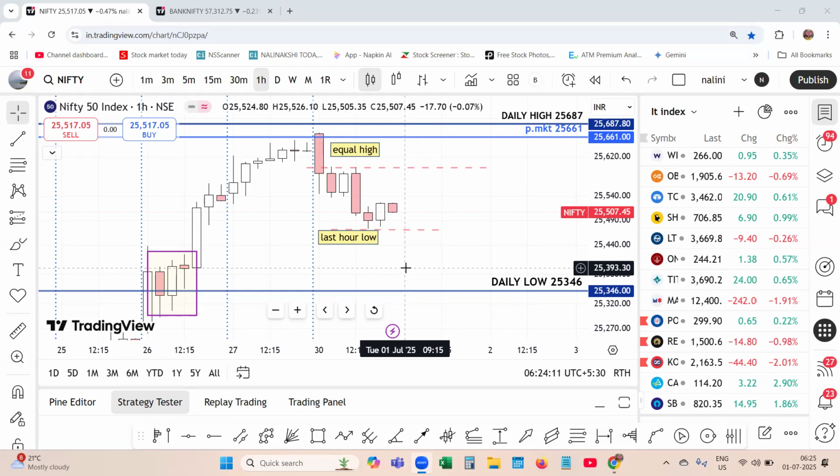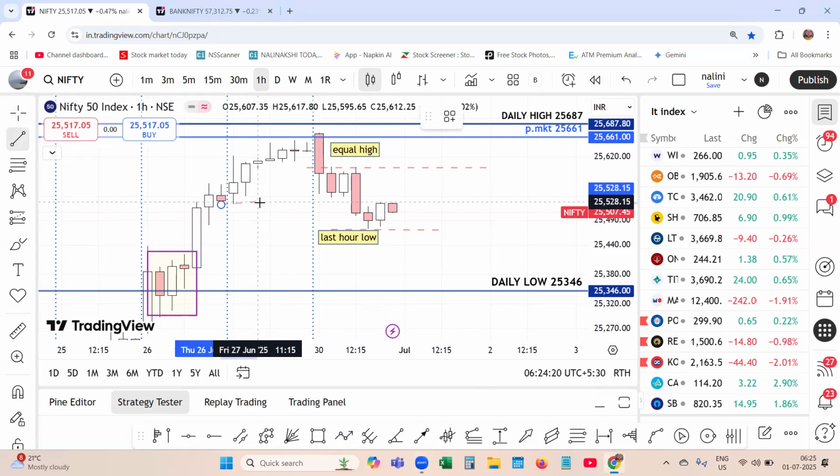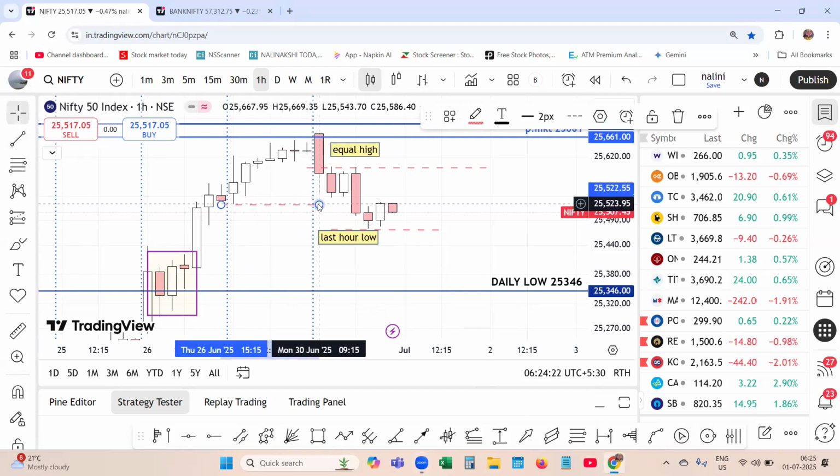I'm on the hourly chart of Nifty. So, if you see, this is the previous day border, previous day level. Let me change the color.